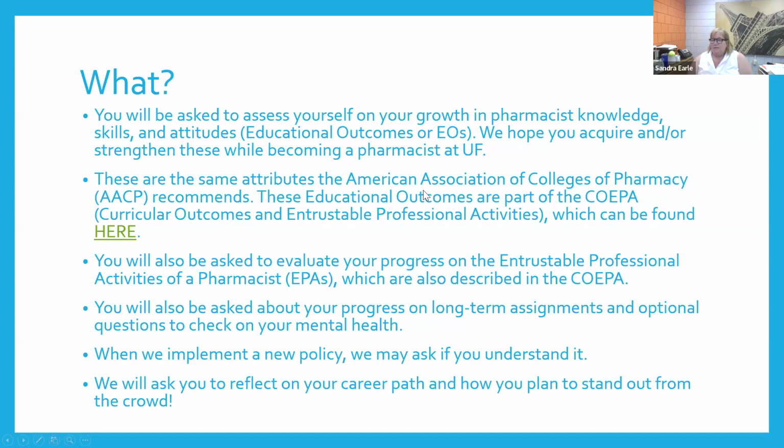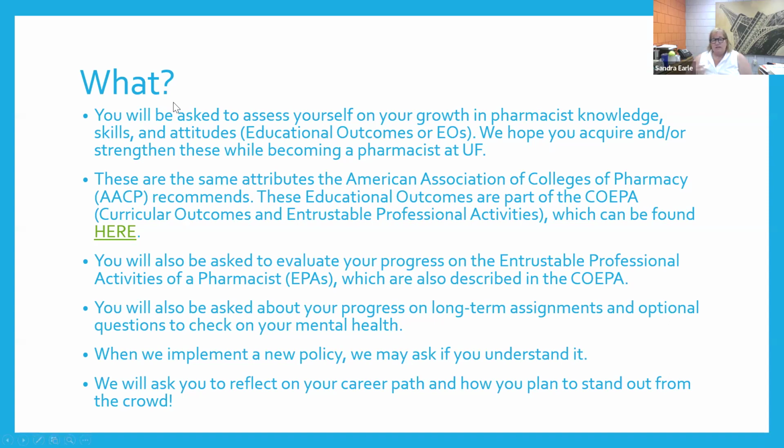Okay. So first, what the heck is it? Well, you're going to get a link to a Google form where you will be asked to assess yourself on each of the educational outcomes that we have for our program. These educational outcomes are broken into three areas, which is knowledge, skills, and attitudes. And these are the knowledge, skills, and attitudes that we expect you to develop here as a pharmacy student that you'll need to be a great pharmacist.